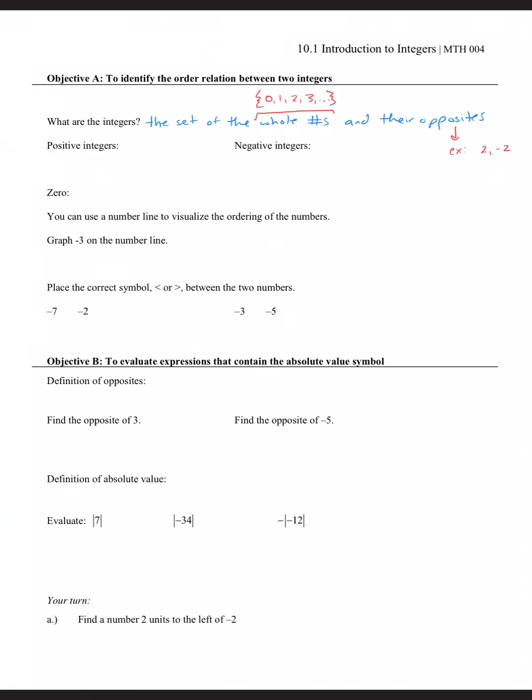This set is split between the positive integers and the negative integers. The positive integers are all the integers to the right of 0, whereas the negative integers are the integers to the left of 0. Now, when we're talking about 0 itself, 0 is neither positive nor negative.